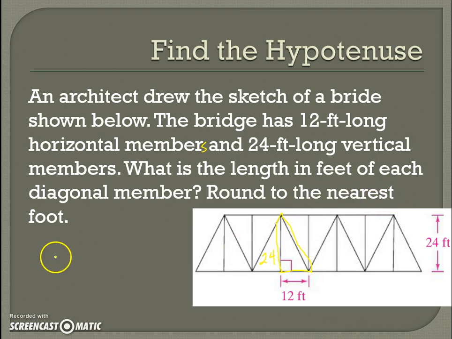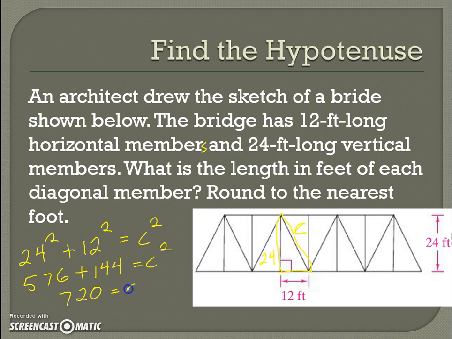So the way I'd set this up would be 24 squared plus 12 squared equals C squared, because that's what I'm looking for. This value right here is C. That's my hypotenuse. So I go ahead and multiply these two things. 24 squared is 576 plus 12 squared is 144. That equals C squared. Add those two values together. You get 720 equals C squared, and then using your calculator you find the square root of that value.